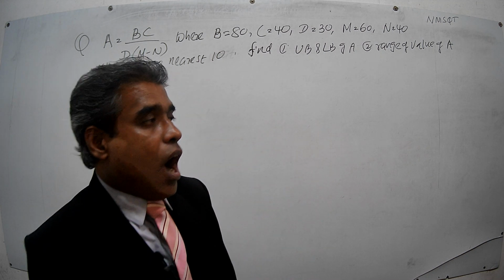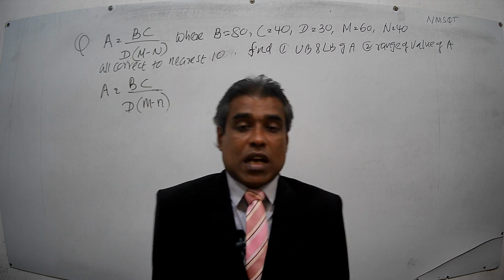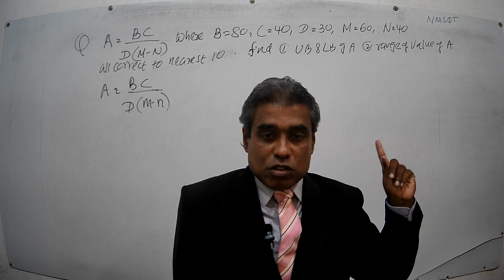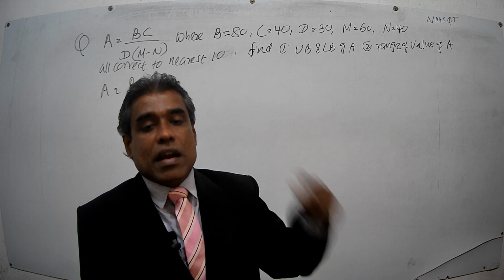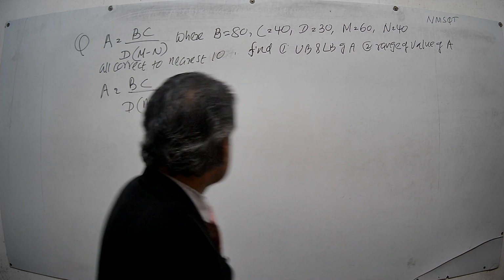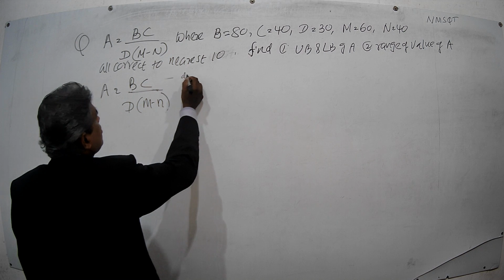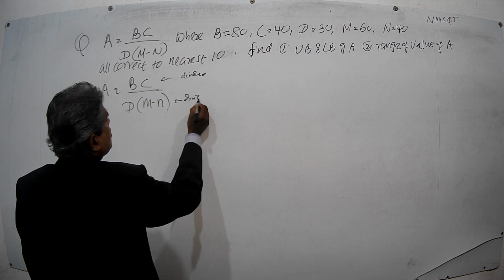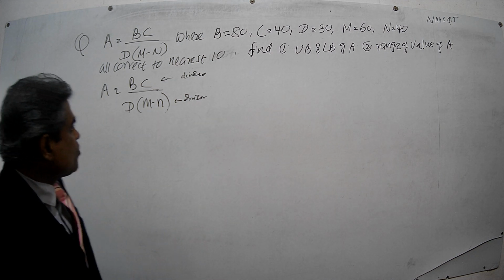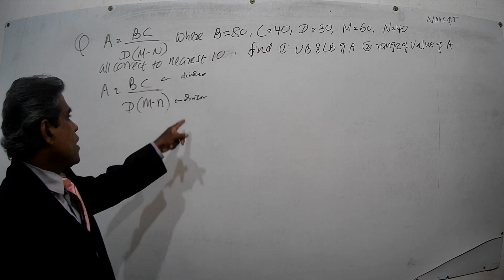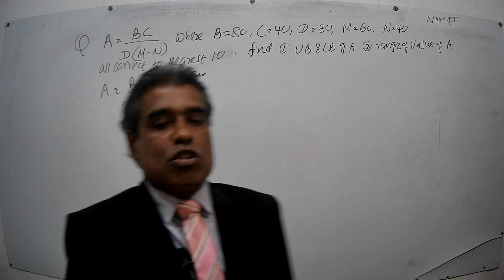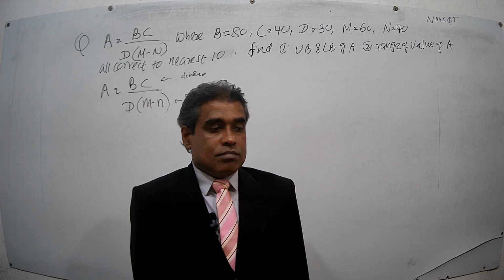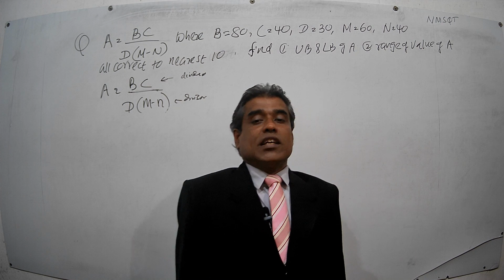How do we find the upper bound of quotient? Upper bound of quotient equals upper bound of the dividend, that is the part above the line, divided by lower bound of the divisor. This is called dividend, the top part. This is called divisor, the bottom part. Upper bound of quotient equals upper bound of the dividend divided by lower bound of the divisor.